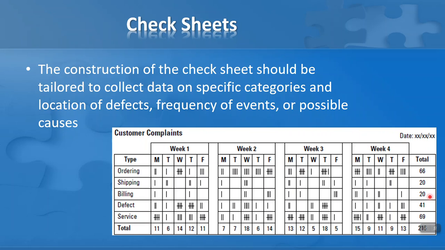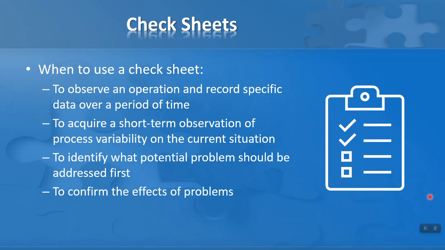So after a 4-week period here, I have good, hard, raw evidence to investigate the numbers of customer complaints. So when should we use a check sheet? Well, to observe an operation and record specific data over a period of time, like we have just done in the example just visited. But also we can use this information over the short term to observe process variability in the current situation. It can be useful for that. And also allows us to identify what potential problems should be addressed first.